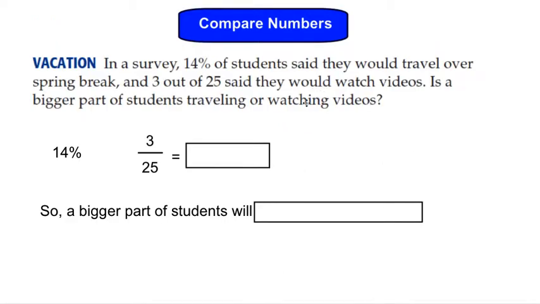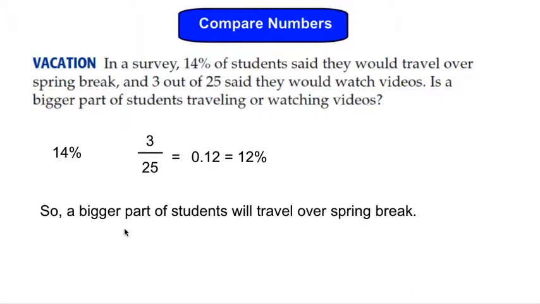Here's a word problem. In a survey, 14% of students said they would travel over spring break, and 3 out of 25 said they would watch videos. Is a bigger part of the students traveling or watching videos? Well, that's really hard to tell because they're in different forms. One's in a percent, one's as a ratio. So let's go ahead and convert our 3 out of 25 to a percent. That works out to be 12%. So 14% is bigger than 12%. So more students will be traveling over spring break.